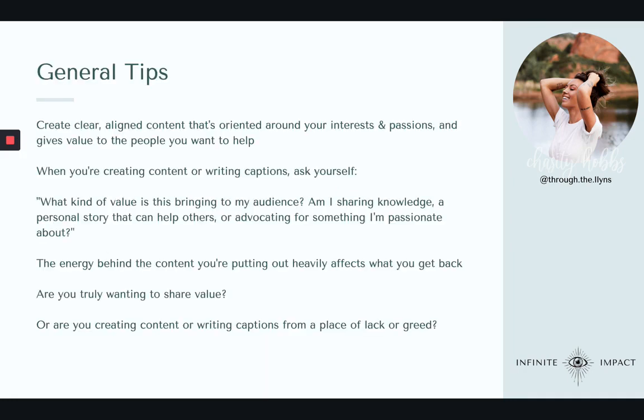So you want to create clear, aligned content that's oriented around your interests and passions and gives value to the people you want to help. When you're creating your content or writing your captions, ask yourself, what kind of value is this bringing to my audience? Am I sharing knowledge, a personal story that can help others, or advocating for something I'm passionate about?